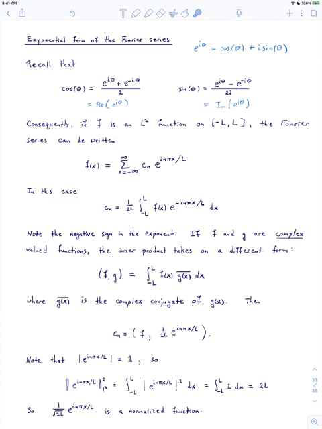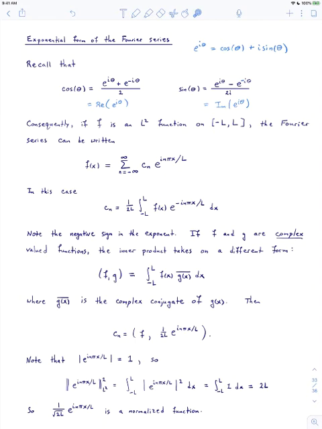In this case you can show that the cn's are equal to this expression. So cn is 1 over 2L times the integral from minus L to L of f of x times e to the minus i n pi x over L dx. So there's a negative sign in the exponent. That has to do with the inner product.